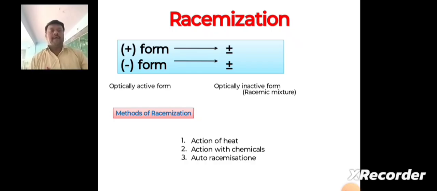Number one, action of heat. Number two, action with the chemicals. Number three, auto-racemization. There are three methods employed for racemization process.